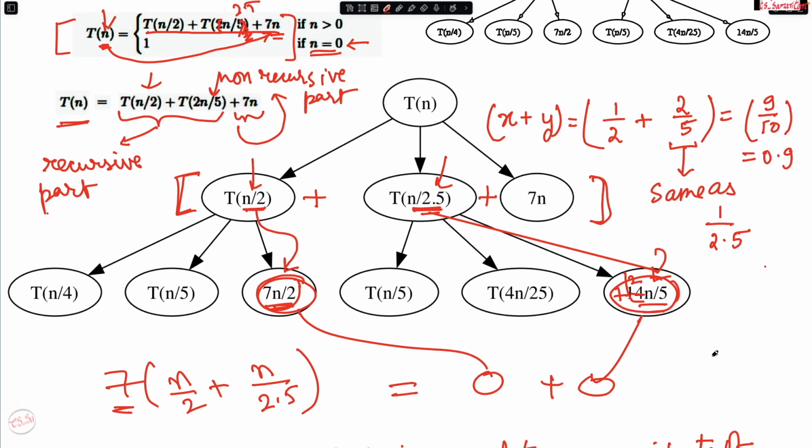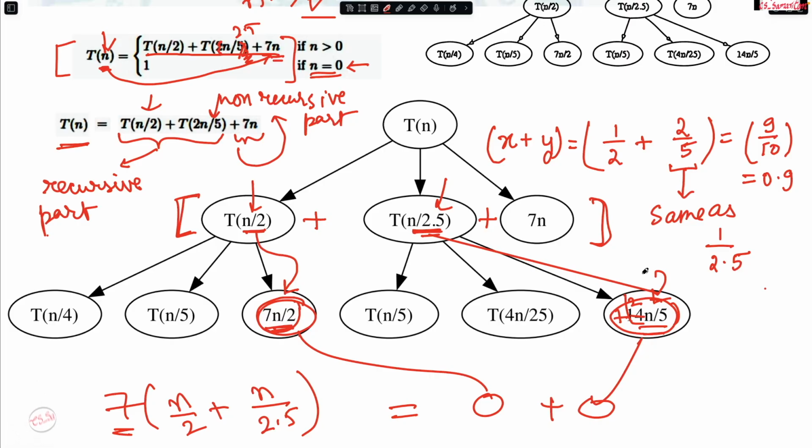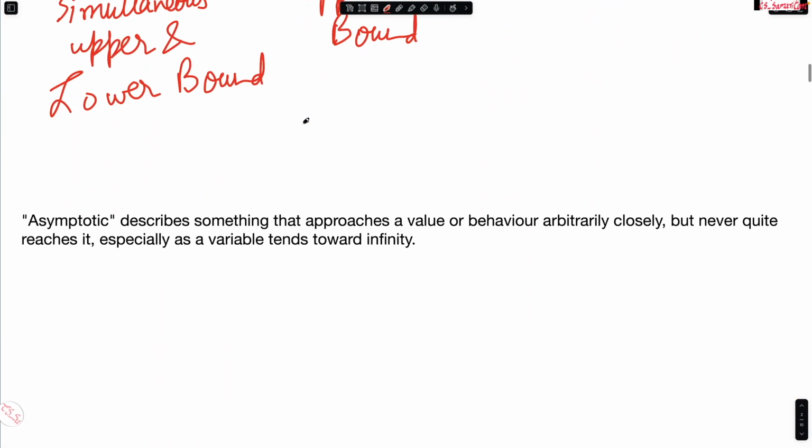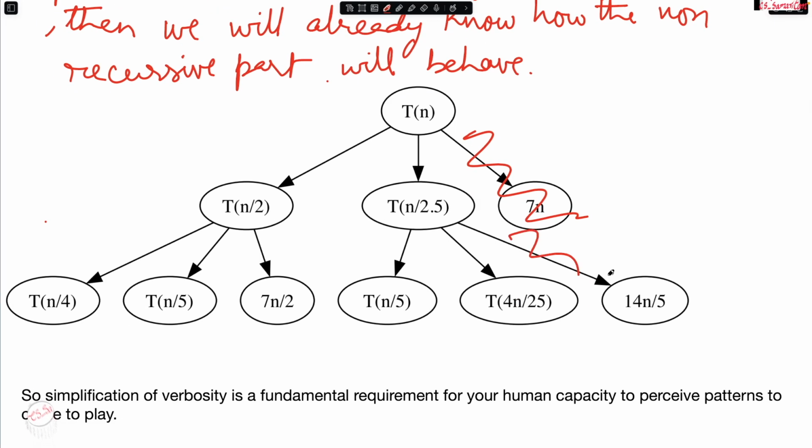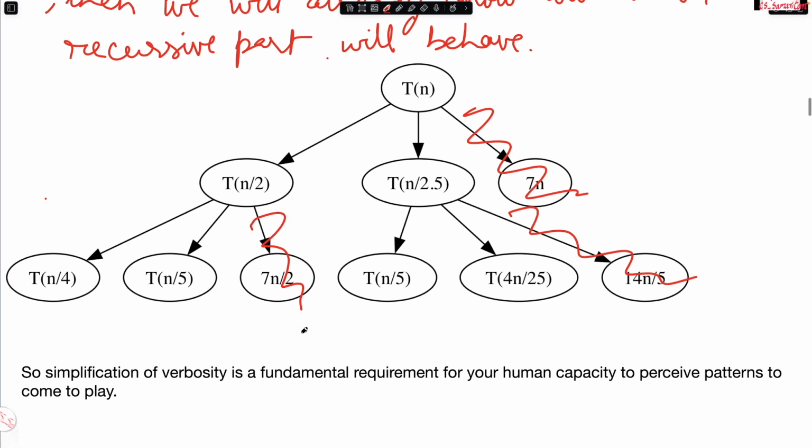How is this important? Because once we have understood that the non-recursive part at any level of the tree can be found from the recursive part of the previous level of the tree, we can drop the analysis of the non-recursive part and directly focus on the recursive part. If we understand the recursive part well, then we can directly apply that pattern and find out the way in which the non-recursive part is manifesting, right? So that part is very important. Once we have understood that, we can directly drop this 7n part from here and this non-recursive part from here and here, and then analyze it, right?